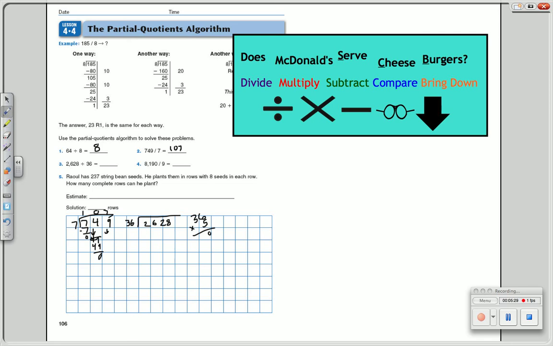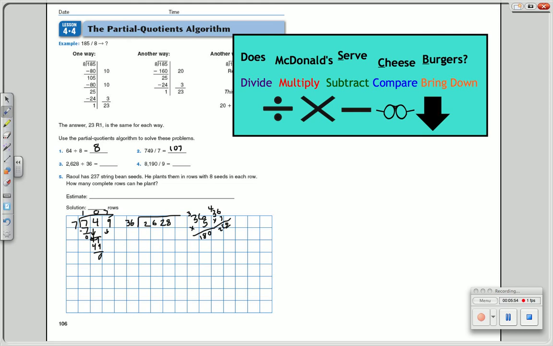So 36 times 5. So 6 times 5 is 30, 5 times 3 is 15, plus 3 is 18. So I'm left with 180. I think I could probably get a little higher. I don't know, let's try 36 times 7 maybe? 6 times 7 I know is 42. Put the 2 down, carry the 4. 7 times 3 is 21, plus 4 is 25.